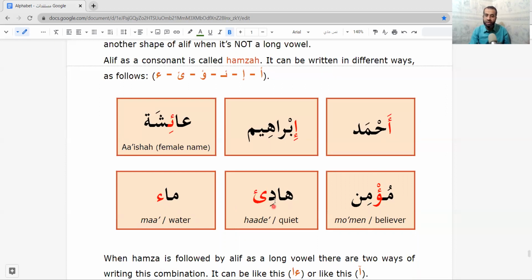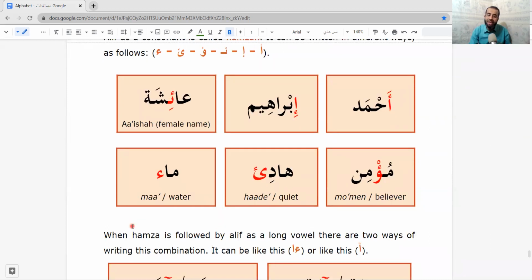Hadi. So here, dal with kasra followed by only hamza. هادئ. And this, water, ماء. ماء. It's written like this.